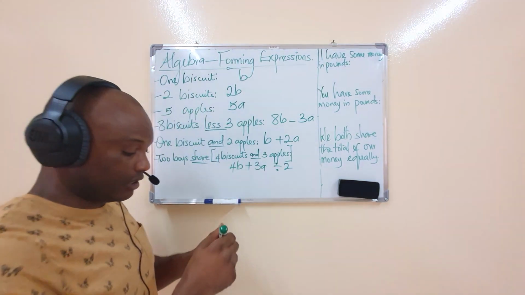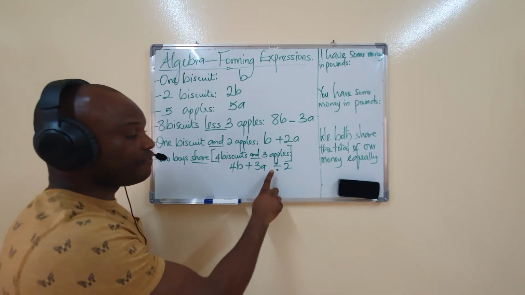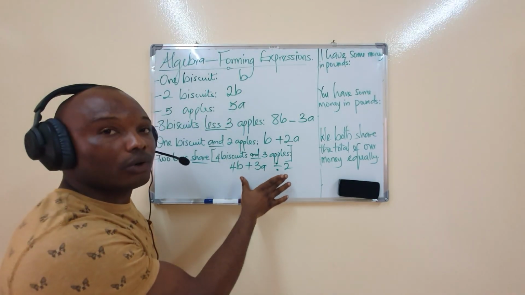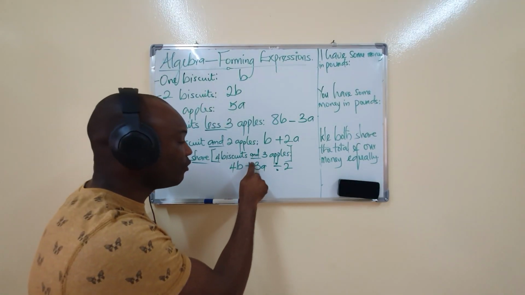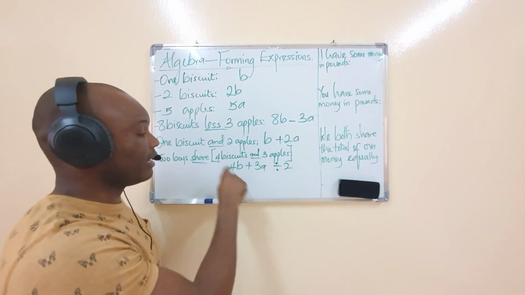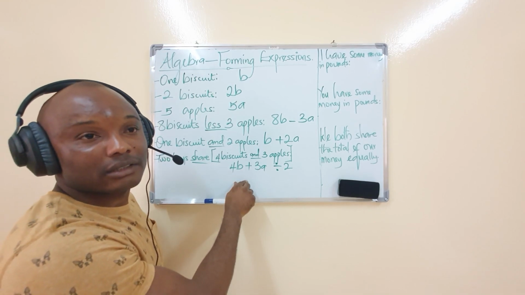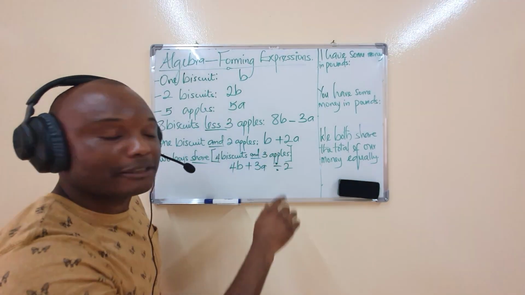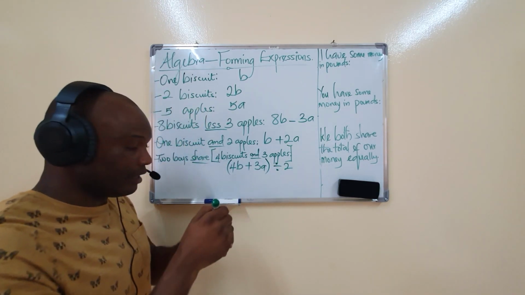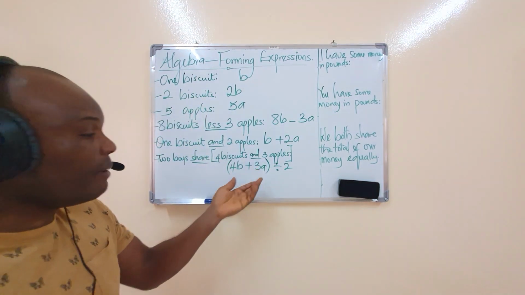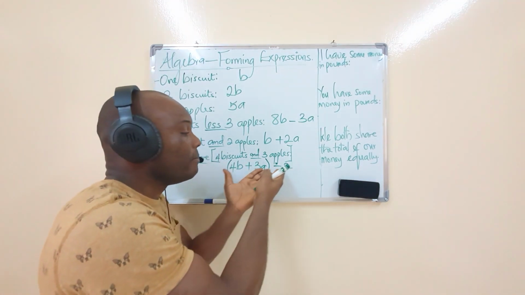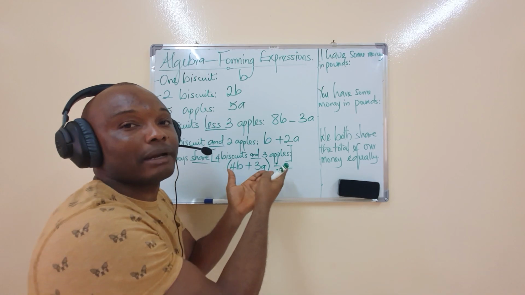Now pause for a moment. Don't go forward. If you leave this expression the way it is, there would be a mistake. The mistake would be that you have only ended up dividing 3 apples by 2 boys and then you added 4 biscuits to it. But to represent exactly the sentence being said, it is good for you to enclose the 4 biscuits and 3 apples in a bracket, meaning that we have to add 4 biscuits and 3 apples first before we go ahead to divide it by 2.